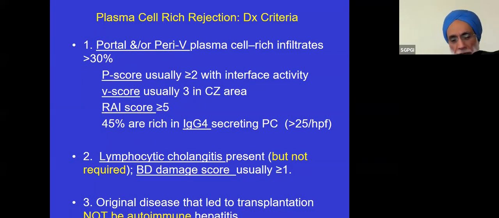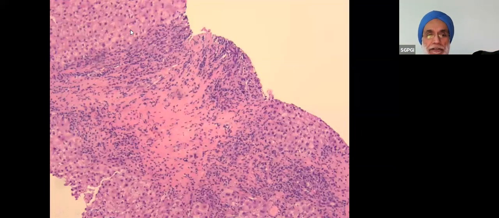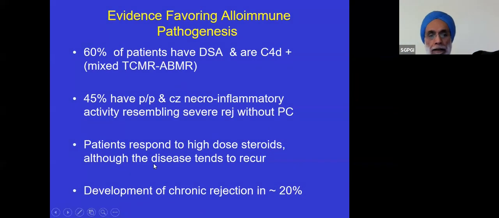Before you make a diagnosis of plasma cell rich rejection, you should ask for the original disease. If the original disease is autoimmune hepatitis, then you at least have to suggest this may be a recurrence of the autoimmune hepatitis. And then you can do a C4D, ask for DSA to see what is the cause. This is an example of very severe plasma cell hepatitis with central venulitis and dropout and interface activity.